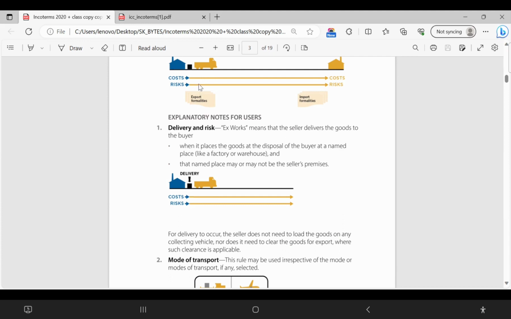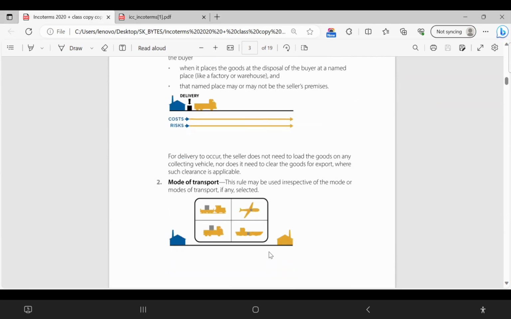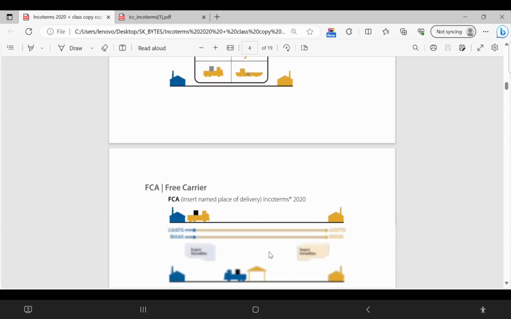The delivery happens at the named place. For delivery to occur, the seller need not load the goods on any collecting vehicle, nor does he have to do any export formalities or export documentation, whatever it is. The seller need not clear the goods for export where such clearance is applicable. This rule may be used irrespective of the mode or modes of transport, if any are selected.